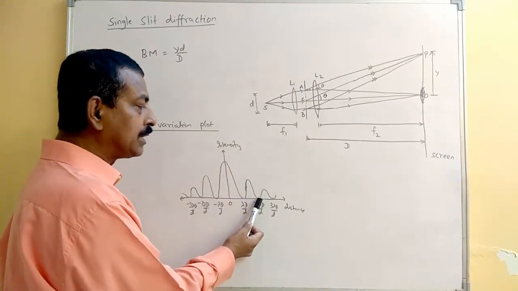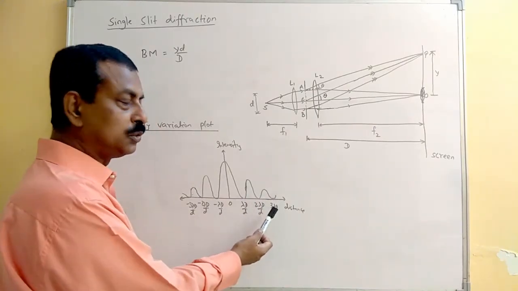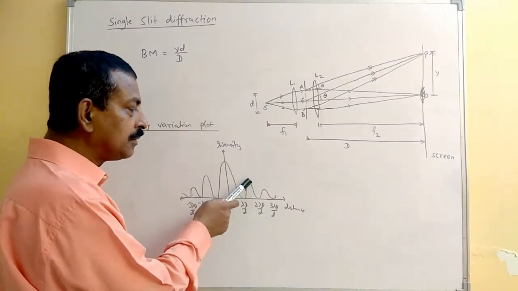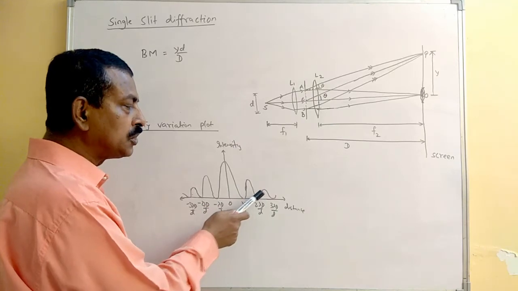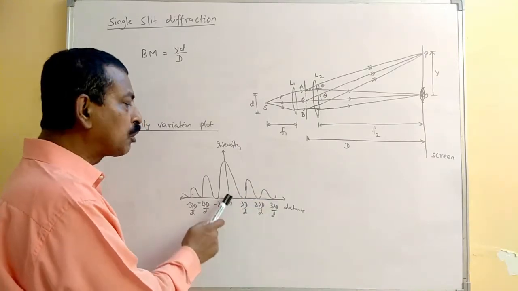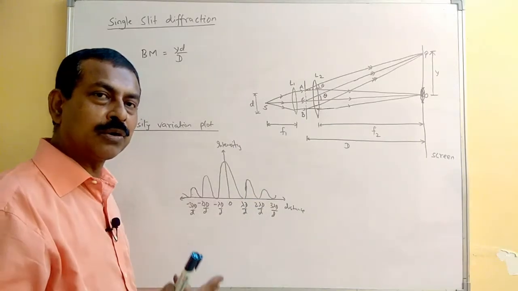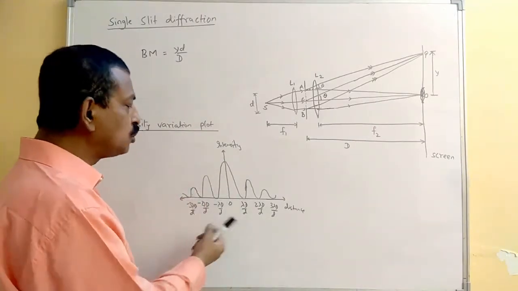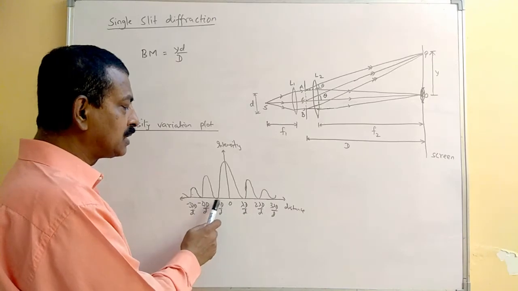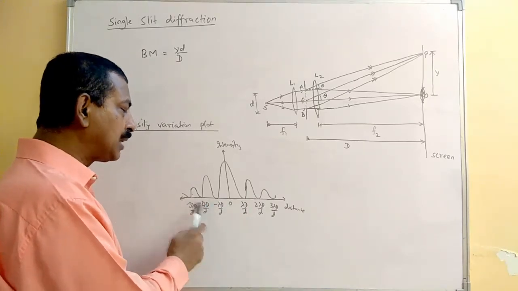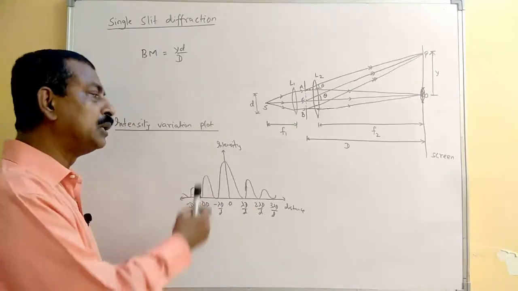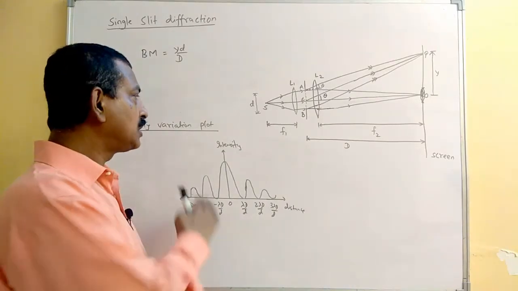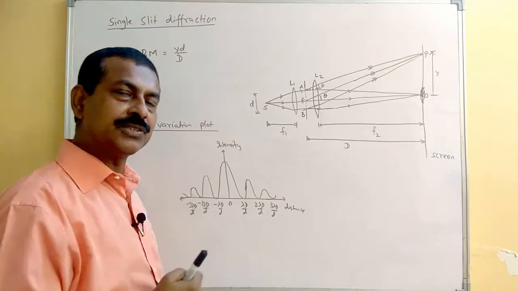At 2 lambda D by d, 3 lambda D by d, you have the minimum intensity. For the maxima, the first secondary maxima is at this particular position, the second one is here, because the central one is already a bright one. The same on the other side also, that is, at a distance minus lambda D by d, minus 2 lambda D by d, minus 3 lambda D by d, you will get the secondary minima there. So this is the plot of variation of intensity.